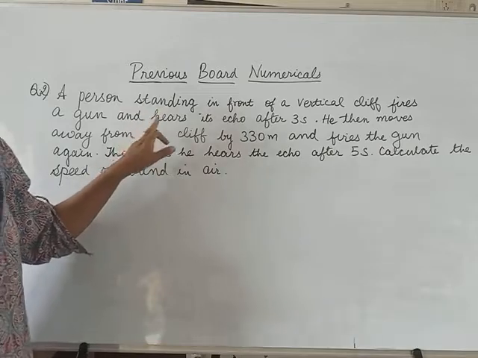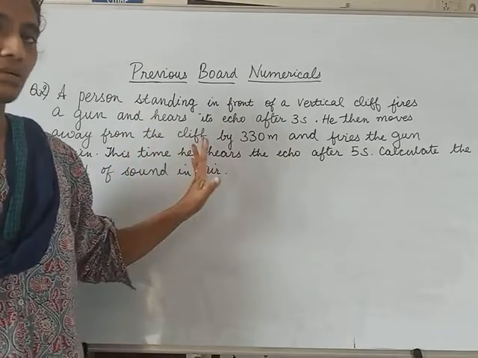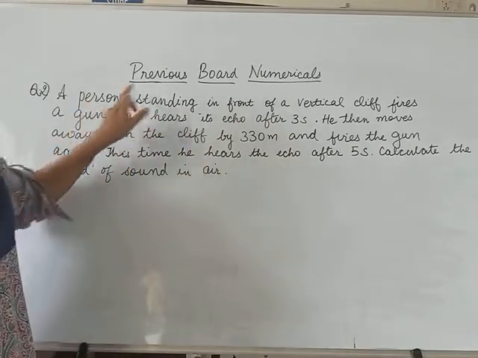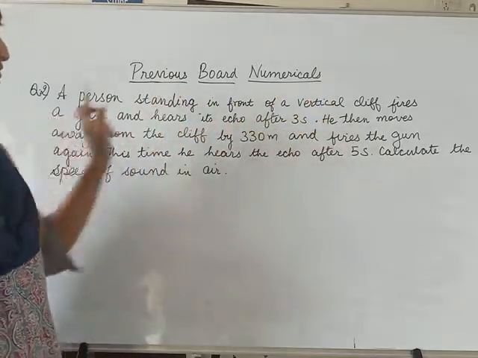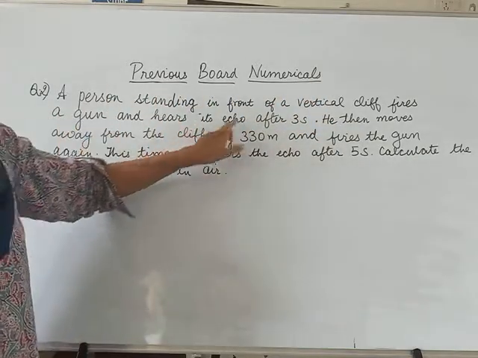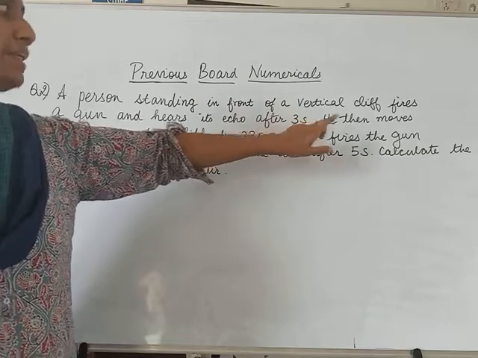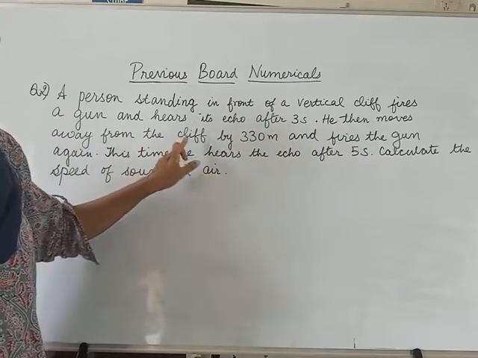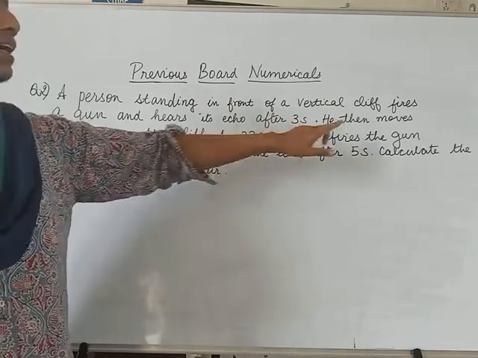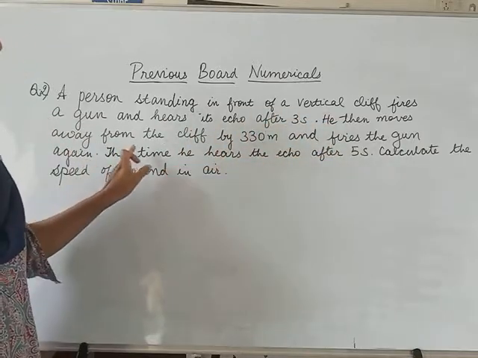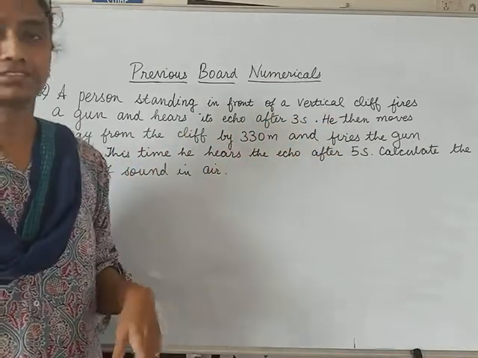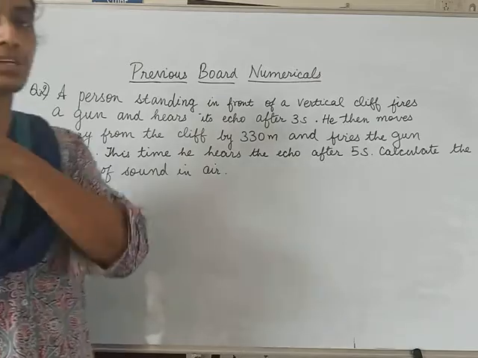Now, I want you to note down this numerical. Again, this is not in your book. A person standing in front of a vertical cliff fires a gun and hears its echo after 3 seconds. He then moves away from the cliff by 330 meter and fires the gun again. This time he hears the echo after 5 seconds. Calculate the speed of sound in air.